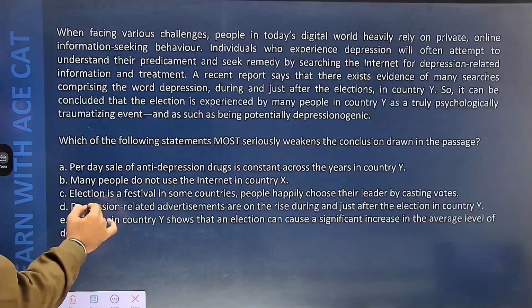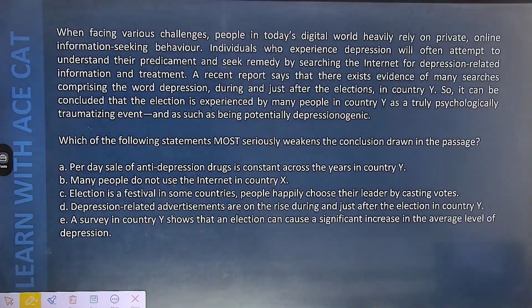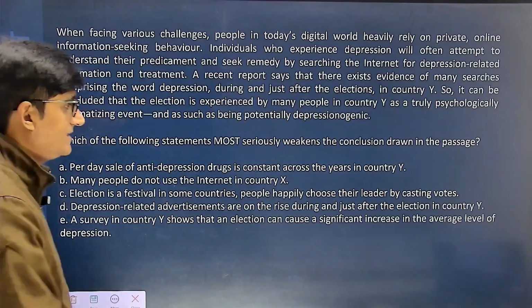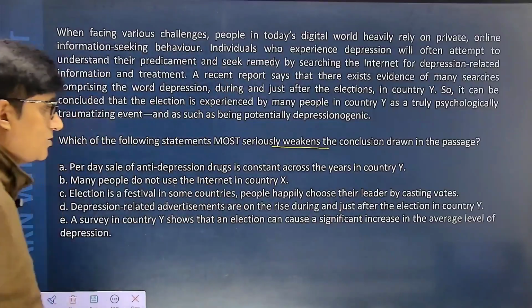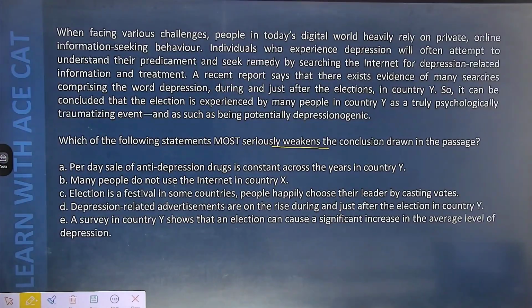Question number 4. Now even this question is an actual PYQ of XAT. And what are we supposed to do? Which of the following statements most seriously weakens the conclusion? So students, we are supposed to find out which option most seriously weakens the conclusion. Okay, so we need to understand the conclusion properly. And we need to understand that conclusion is based on what data or what premise. Then only it is possible to weaken it.